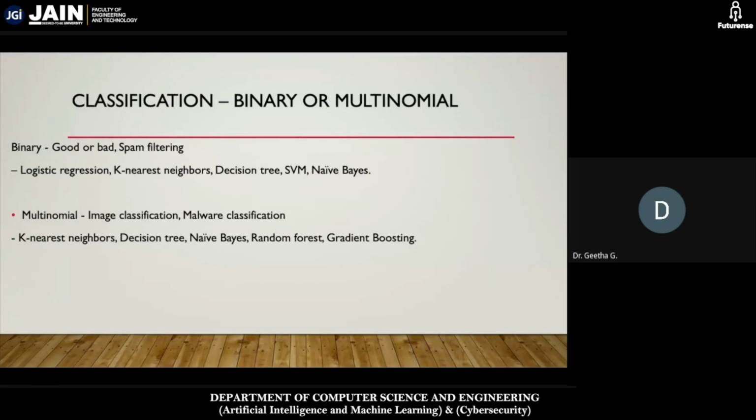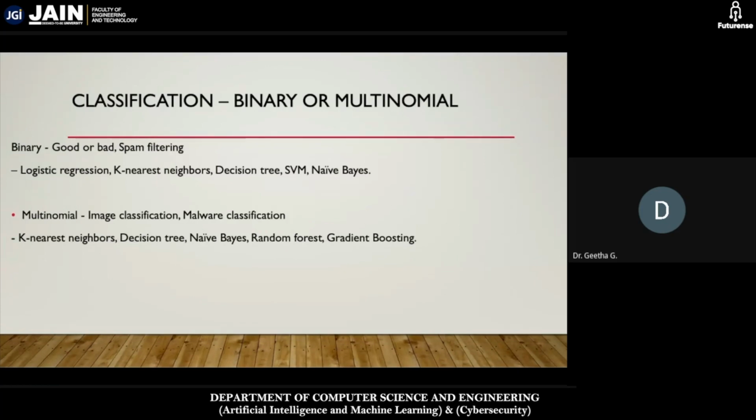Let me give you another example of a binary classification problem. Take any medical image. Maybe it is a scan, maybe it is an X-ray. It could be any medical image. You take medical imaging to find out whether the disease is present or not present. So it is again a binary.